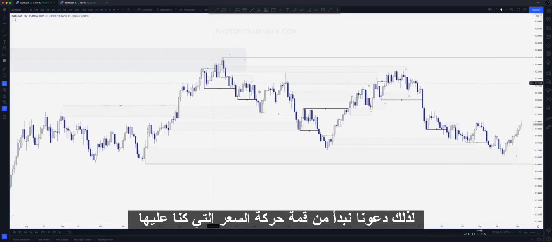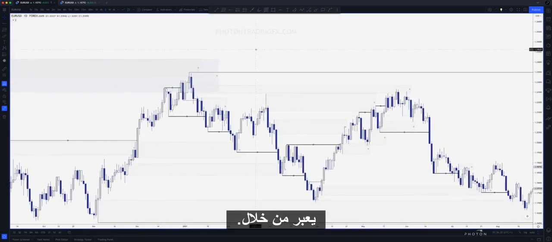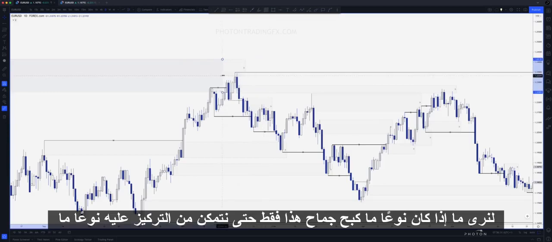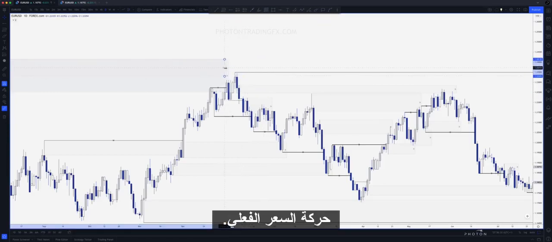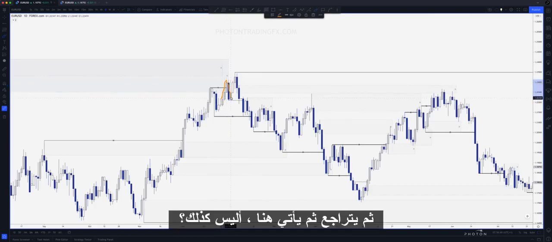So let's just start from the top of the price action that we've been going through. Even this one's a little bit more advanced. It's a little bit tricky to see, but just rein this in so we can focus on the actual price action. So if you think back in the live market, as price is moving up and then it pulls back and then it comes up here, right?